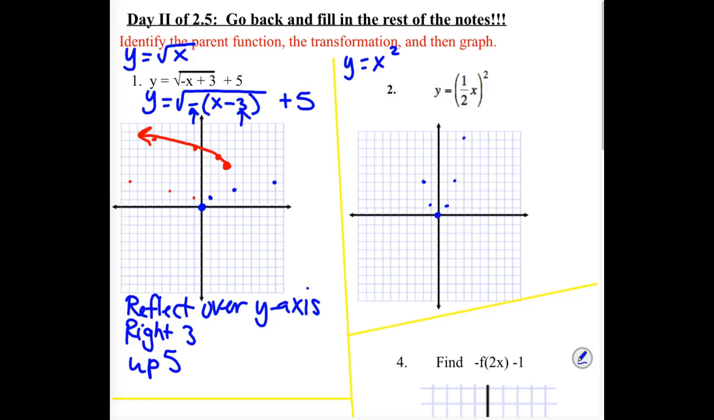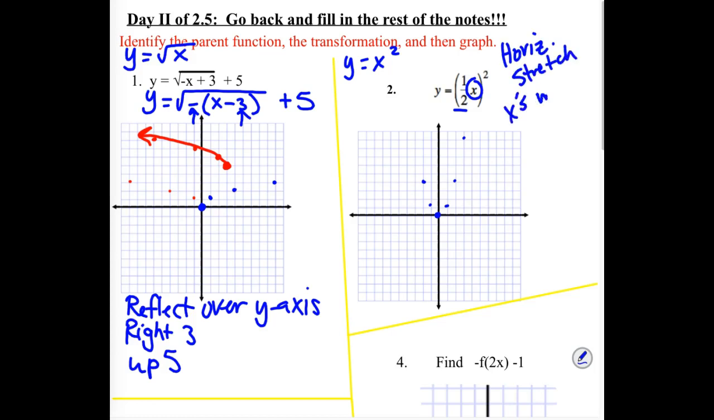It's a horizontal move. Anything inside with X moves things horizontally. It's a 1/2. We think it's a small number, which is actually going to make our graph get bigger, right? It's going to do the opposite. So think of it this way. I have to take all my X's and make them twice as big because this is going to cut them in half. So if I make them twice as big, the 1/2 will put them back to where they were. I'll get the same Y coordinate out that I started with. So to keep the same Y value, I have to multiply my X's by 2. So this is going to be a horizontal stretch.